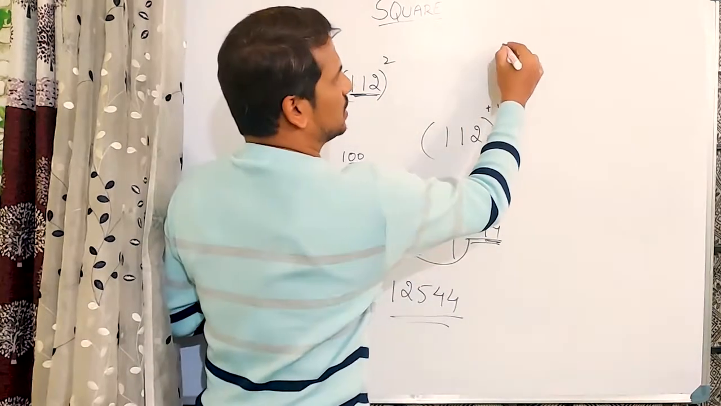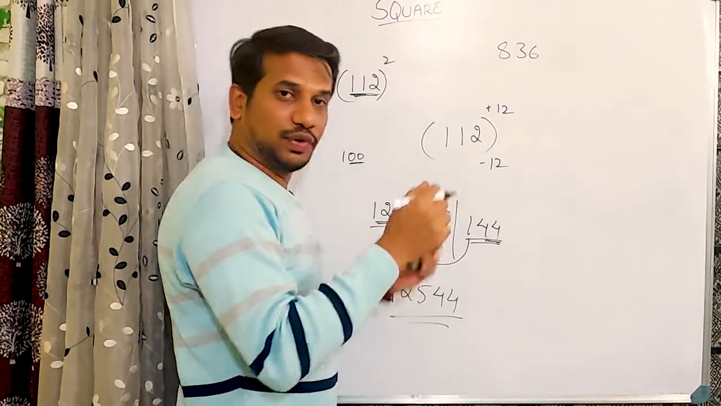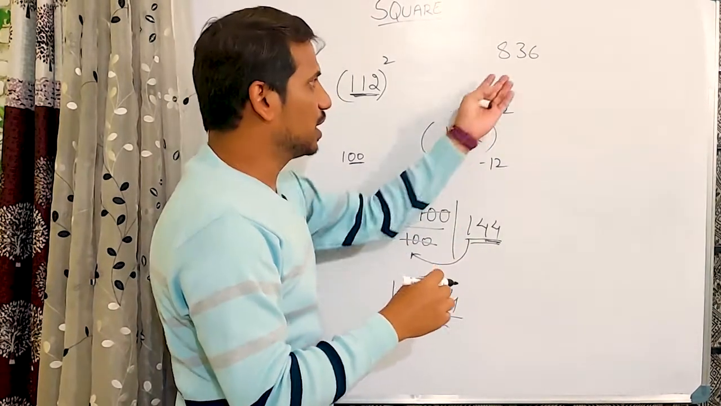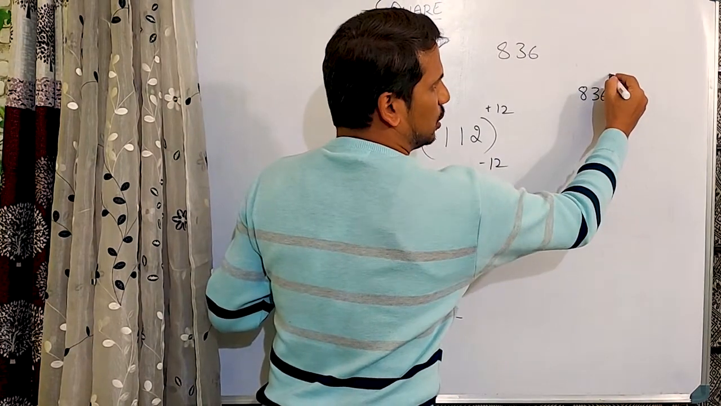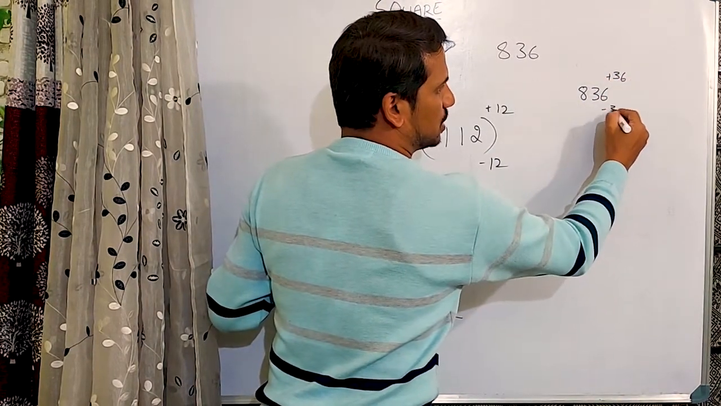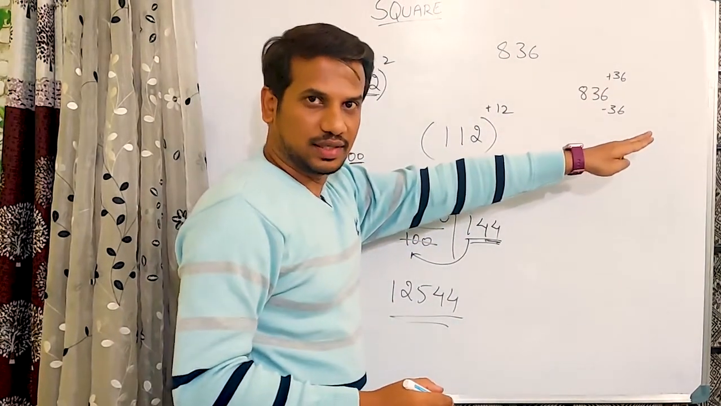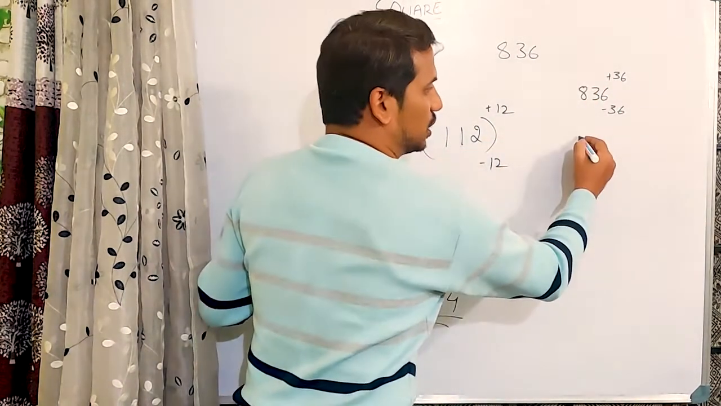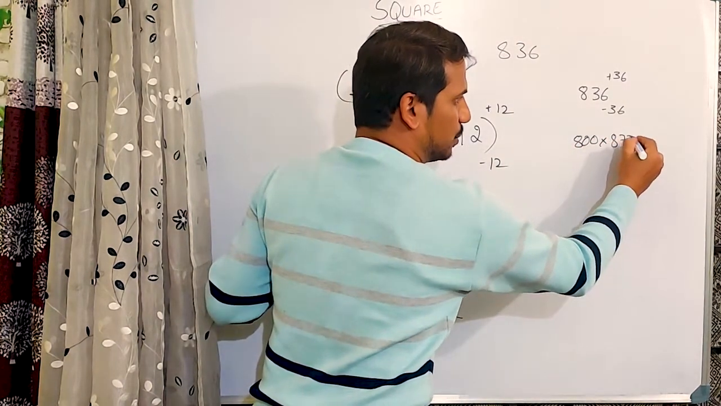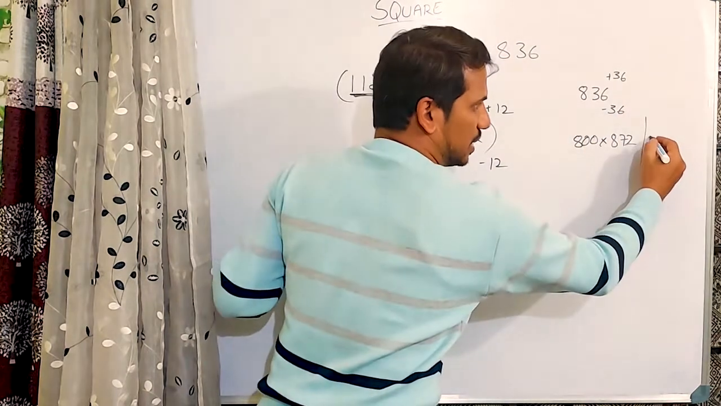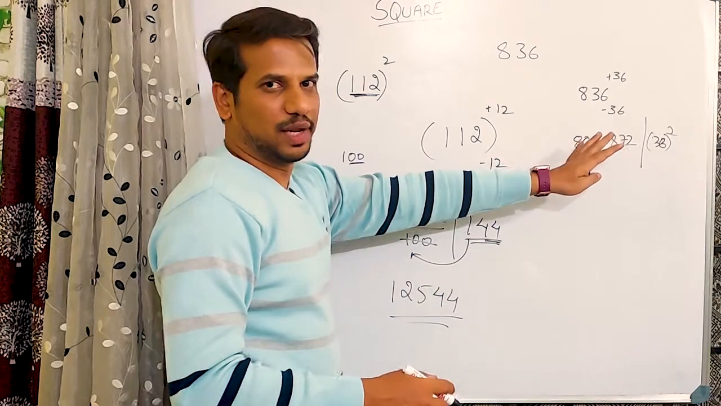If the number is 836, and you take 800 as the base, you have to keep it as plus 36 and minus 36. Now you need to find the square of 36, and then it comes out to be 800 into 872, and then it is 36 square.